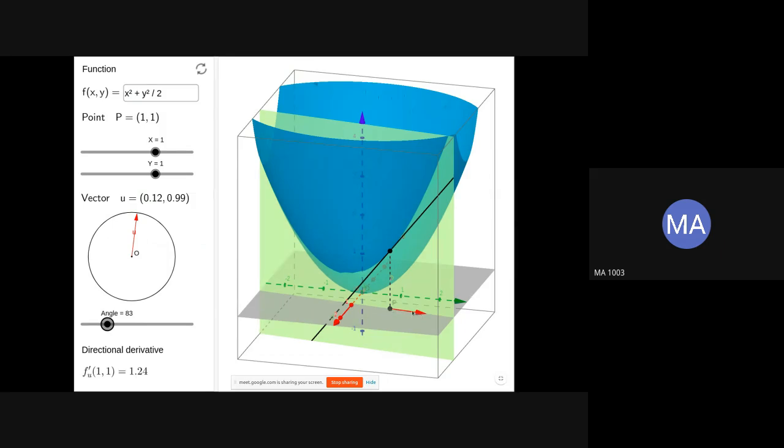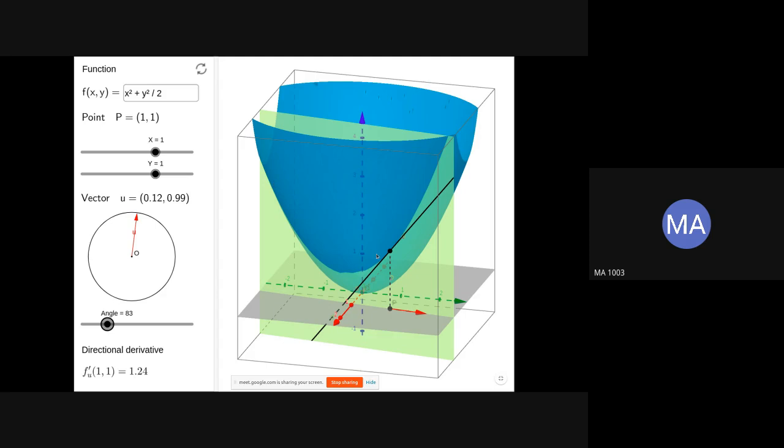Along this vector direction, I am calculating the directional derivative, and this is my point. If I draw a perpendicular from that point on the xy plane, this is my point (1, 1), and this point is basically 1, comma, 1, comma, 1. This point. Okay. Because if we put (1, 1) in the function, the output will be 1.